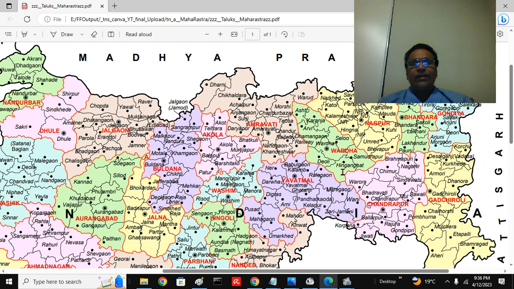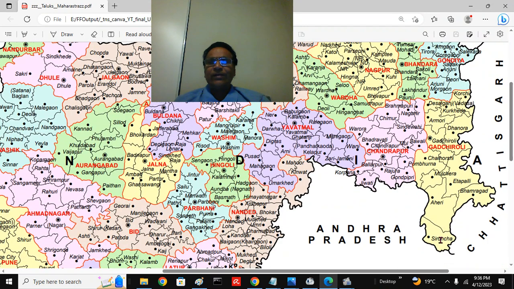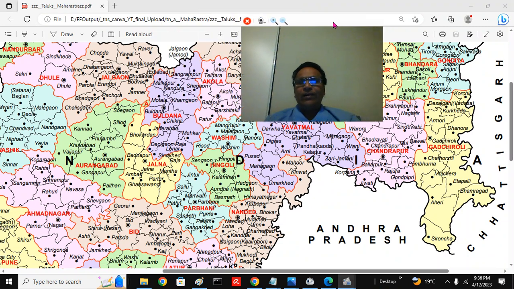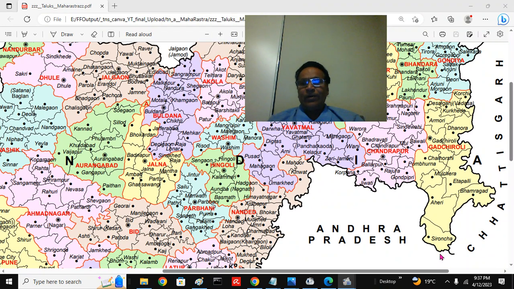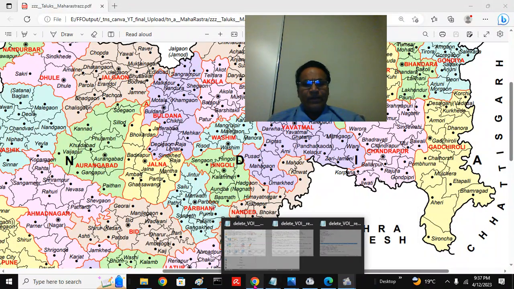This is the Wardha and Hinganghat. This is the Nagpur, and in the Vidarbha region here, Bhandara. Now we have Gondia district, Gadchiroli. This is the Chandrapur region, and the southern part should be Sironcha. We can see Sironcha here, and the Godavari river, it borders the Godavari river. That is about our fascinating region.